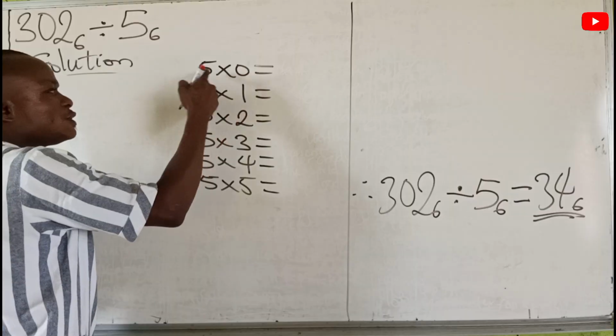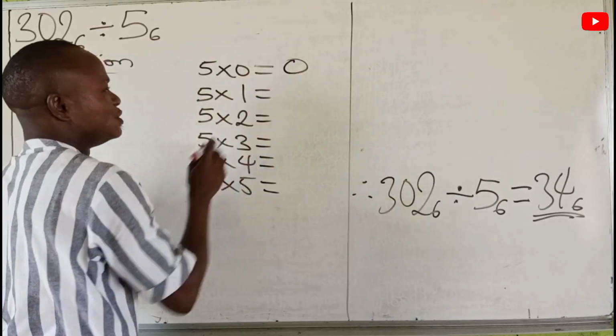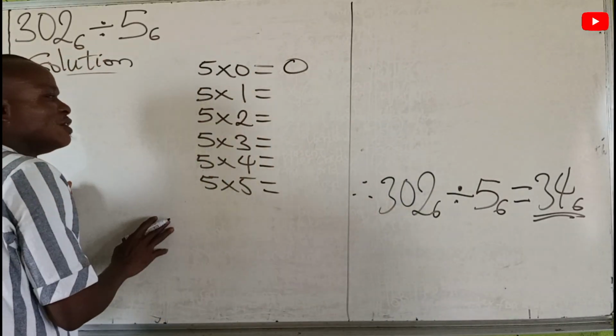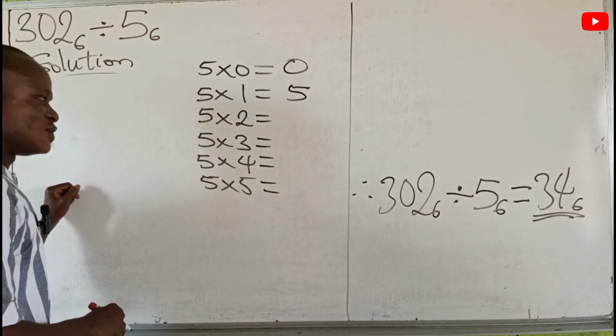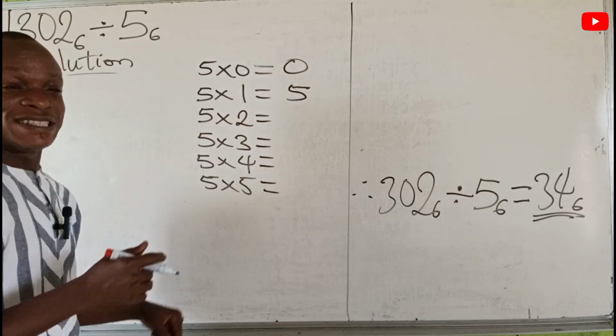We know 0 multiplied by anything is 0, so 5 times 0 is 0. 1 multiplied by anything remains that thing, so 5 times 1 is 5. Now let's come to 5 times 2. 5 times 2 will give us 10.